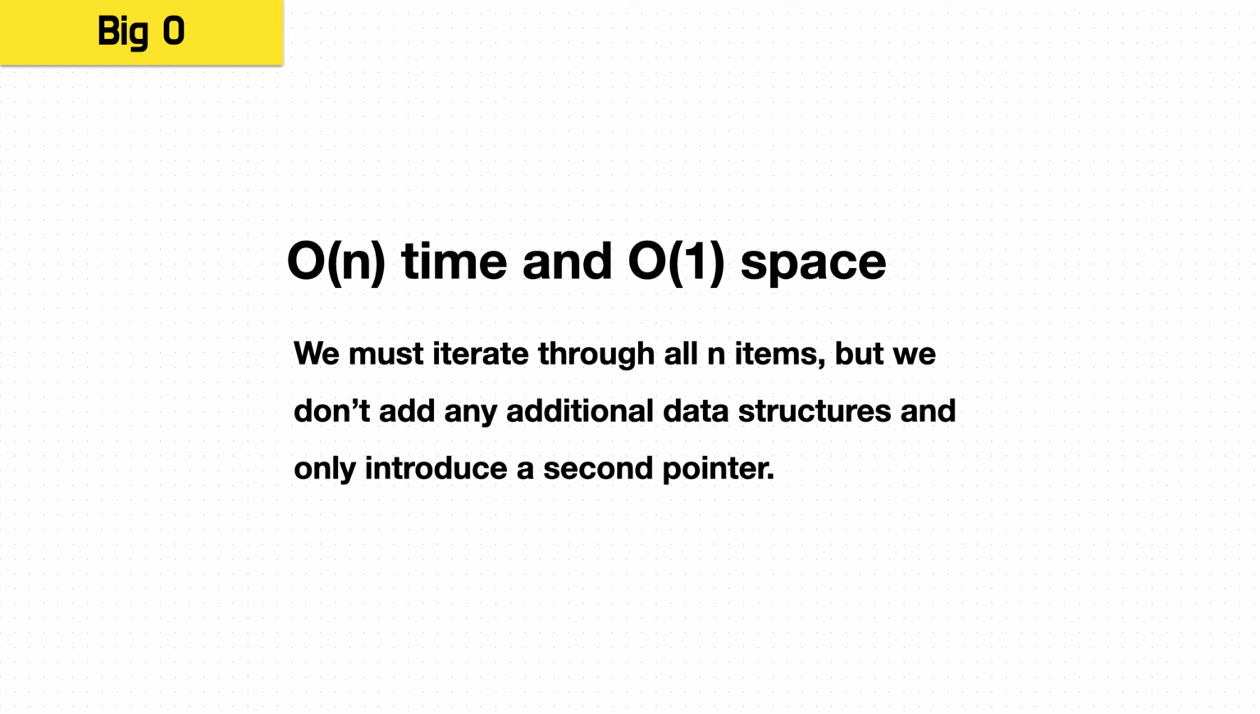So our big O of this question is O of n time and O of 1 constant space. We must iterate through all the items, going from the head all the way to the tail using our lead pointer, and we only do this in one pass. We use the runner technique and introduce a second pointer, so we have a lead pointer and a follow pointer, and each of these are constant space, and we add no new data structures.